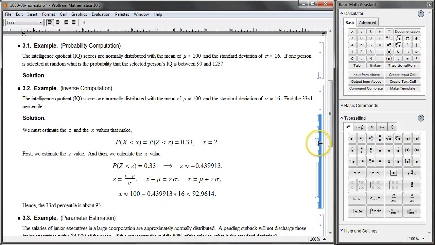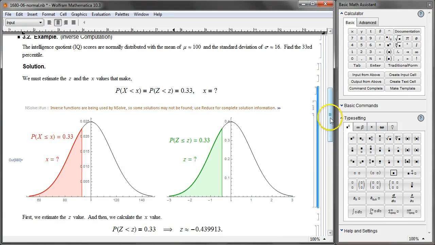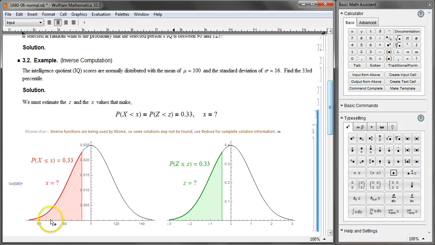We are looking for this kind of picture. Less than a certain IQ value is 0.33. In the standard normal case, after calculating the z-score, the probability of z less than this certain value here where my mouse is has to be 0.33. In other words, we have to look up 0.33 from that normal table.